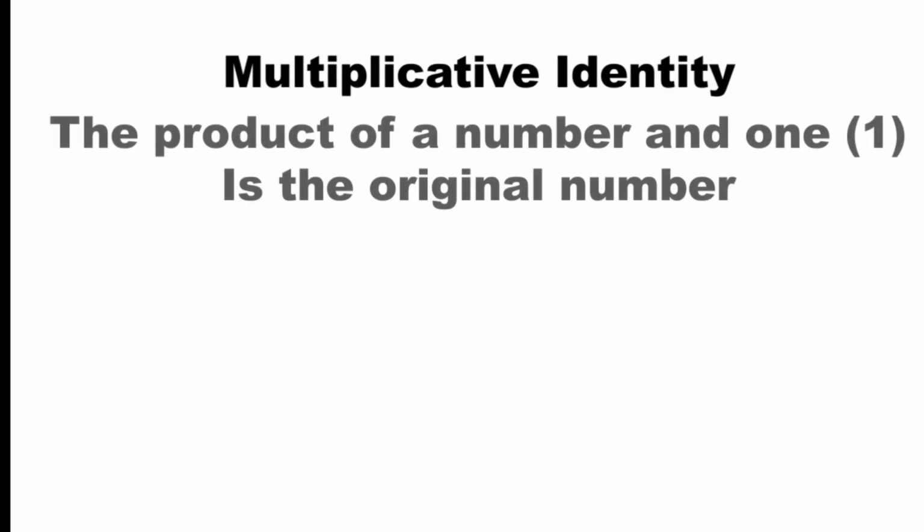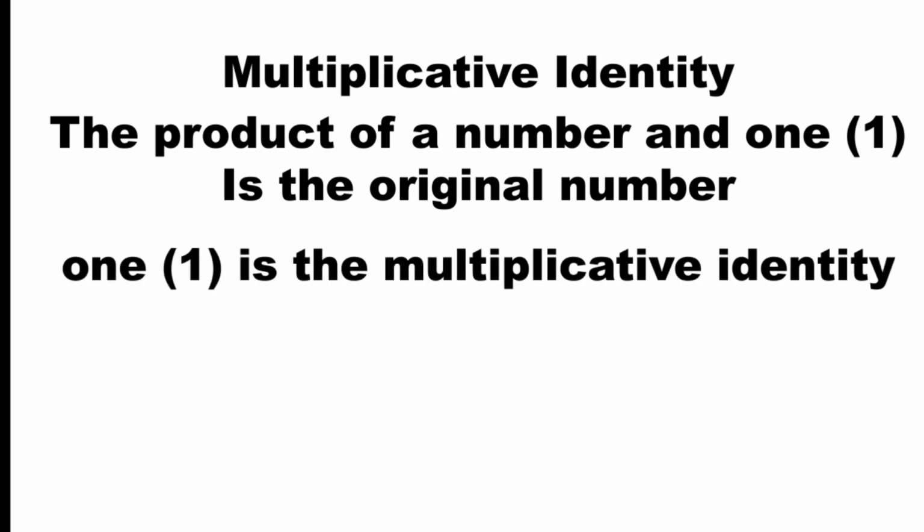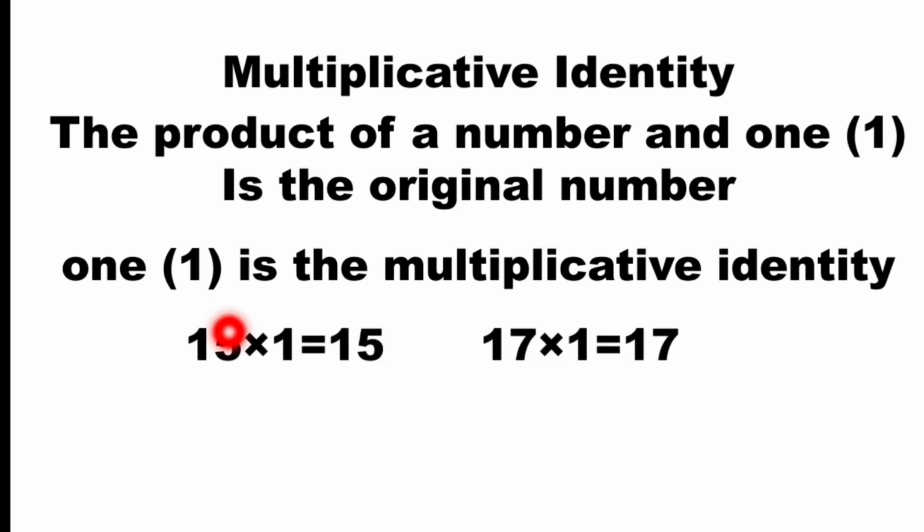The multiplicative identity. The multiplicative identity states that the product of a number and 1 is the original number. So we have here 1 is the multiplicative identity. So we have here 15 times 1 is equal to 15, back to original number 15, and 17 times 1 is 17 also. So any number multiplied by 1 is still the original number.